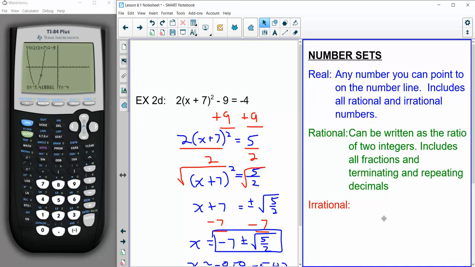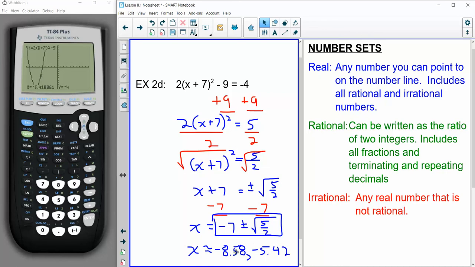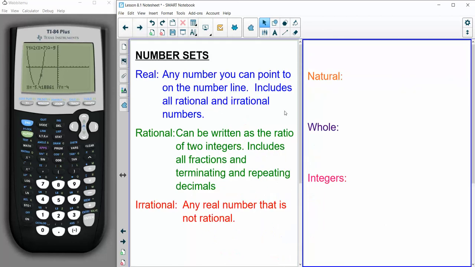Okay, we saw a bunch of irrational numbers. They are any real number that is not rational. That would be like this answer right here, negative 7 plus or minus the square root of 5 over 2, which came out as these two ugly decimals that never terminate, they never stop, and they never repeat. Like pi is an irrational number. Lots of square roots are irrational, not all of them. The natural numbers are also known as the counting numbers. They start at 1, and then they go up by 1 after that. So 1, 2, 3, 4, 5, 6 to infinity. Those are the natural numbers.